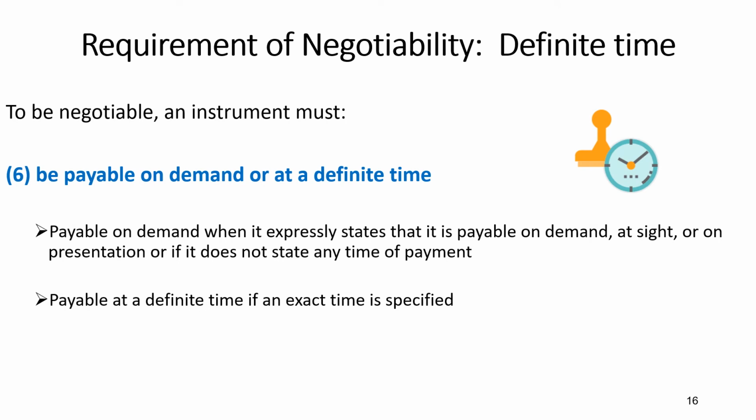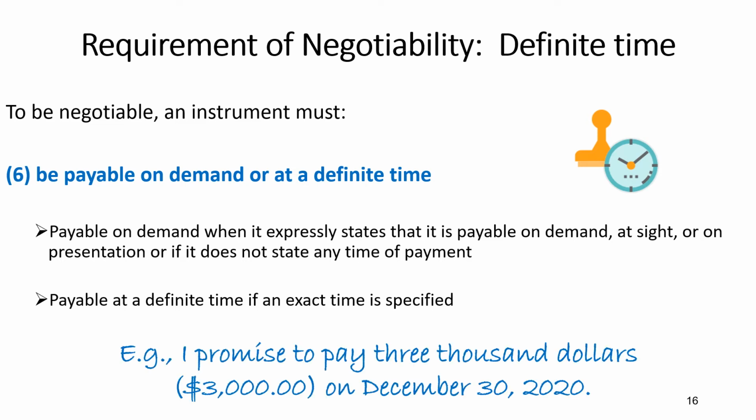The instrument must also be payable on demand or at a definite time. Payable on demand means that when the instrument is presented, it can be paid. That's on demand. At a definite time is when you state you'll be paying at a future date. For example, I promise to pay $3,000 on December 30th, 2020. So that's in the future, but it's a definite time. So if the promissory note I wrote says I promise to pay $3,000 on December 30th, then I've met these elements of negotiability.